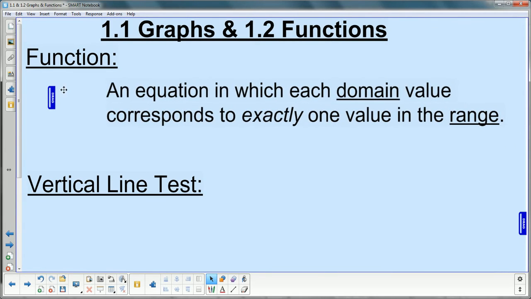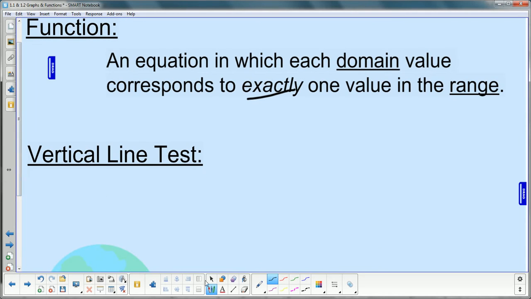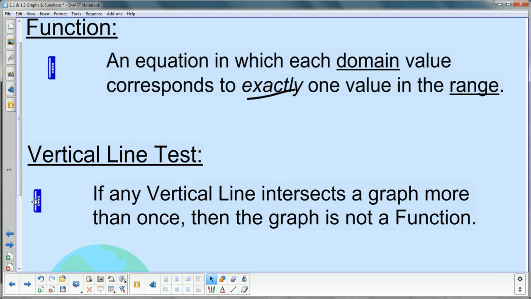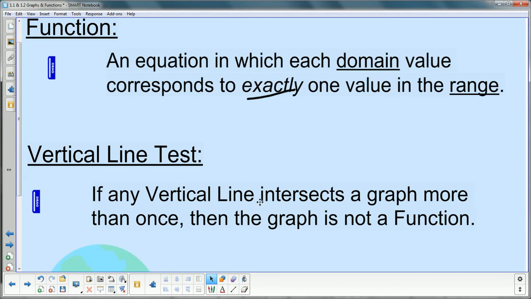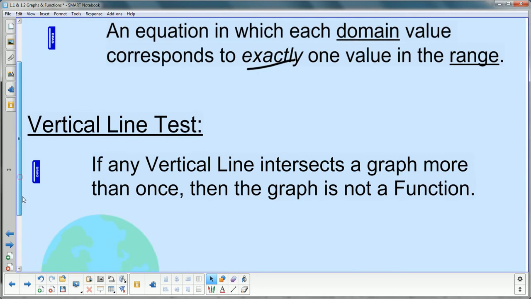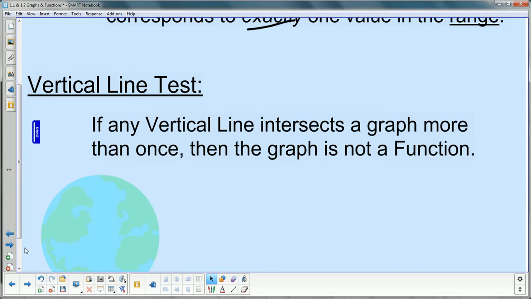Okay, so if we have a function, then again, not a new definition, but it's going to be an equation in which our domain value corresponds, and this is the important part, to exactly one value in the range. So no domain value can have two values in the range. We can get the same range value from two domains, but one domain has to have a single range value. And then vertical line test is something we can apply to decide if it is in fact a function. So if we draw a vertical line anywhere in the graph and it hits it more than once, it would not be a function. So you'd have to think about all places in the graph. If it hits it twice, it's not a function.